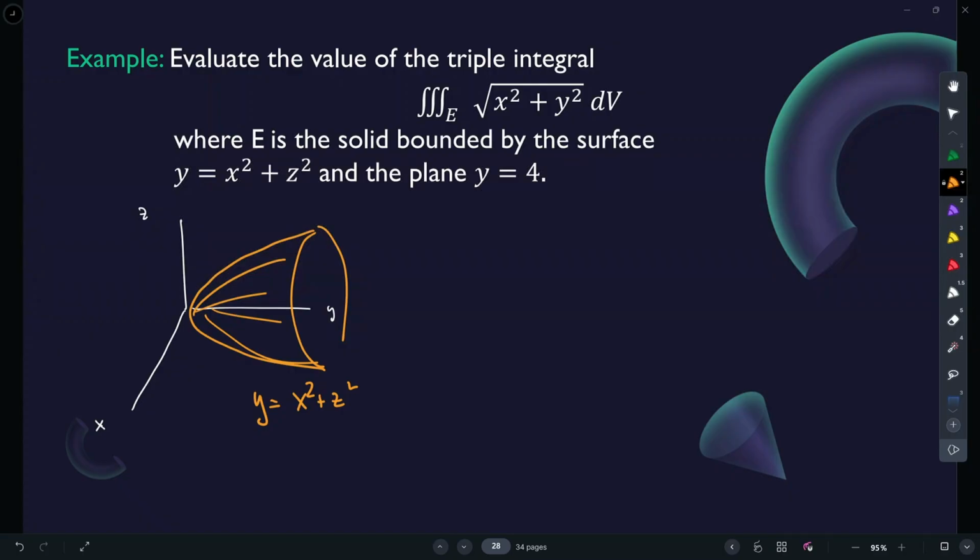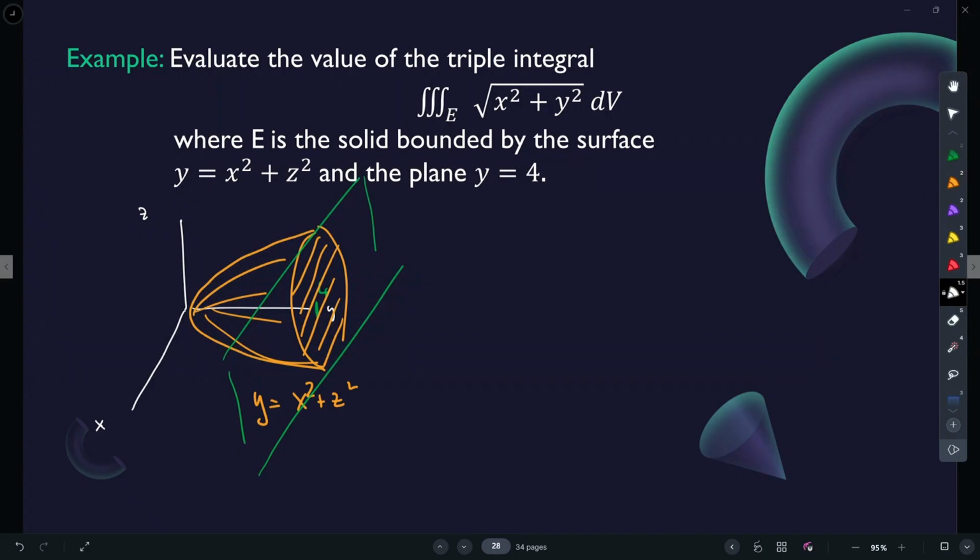And then the plane y equals 4 comes in here. If this is 4, then the plane y equals 4 cuts out a plane like this, and it just sort of stops this paraboloid like this. So inside that section of a paraboloid, that's where we are integrating.